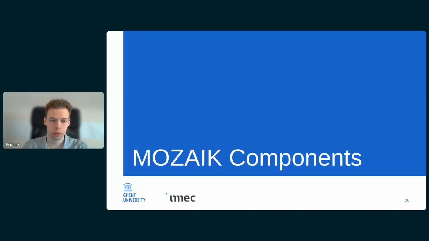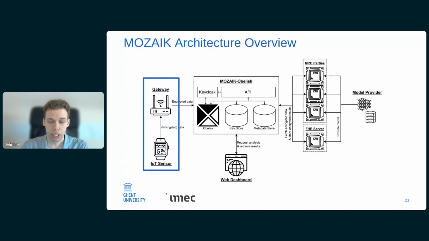But now let's move on to the different components that MOZAIK has. I will quickly go over each component and explain how we implemented them and why we implemented it that way. So let's start with the encryption at the source. So an IoT sensor or the gateway will do the encryption.